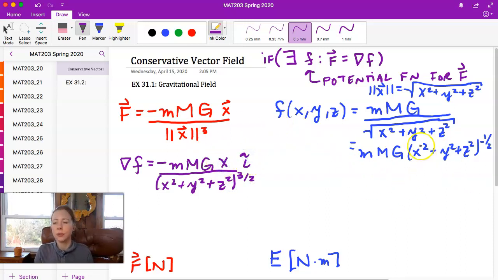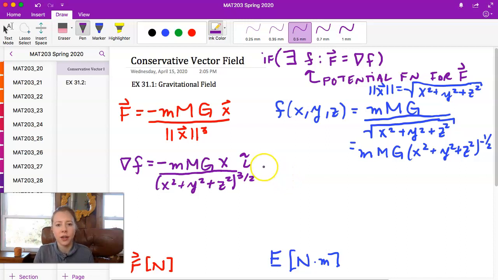So to go through this one more time. If we took the partial derivative, we'd have -1/2 mMG times x squared plus y squared plus z squared to the -3/2, and then we have the chain rule, and so we have to take the derivative of this interior with respect to x, and that's 2x. 2 times 1/2 gives us x. Okay, so that's where that part comes from.